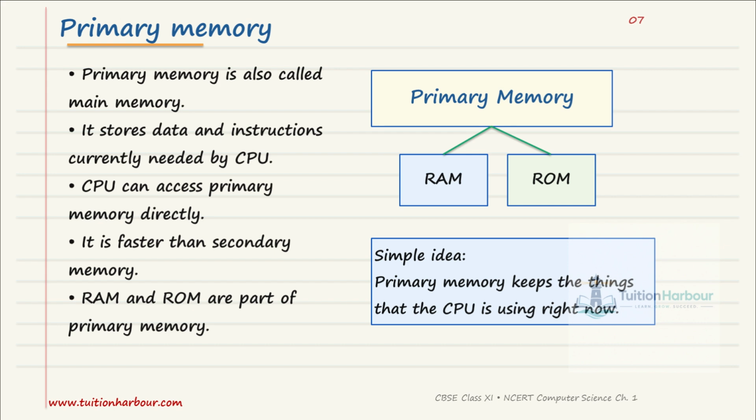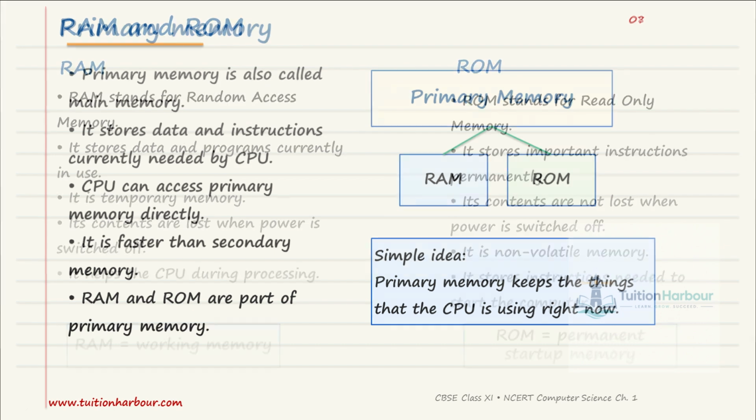Primary memory is also called main memory. It stores the data and instructions currently required by the CPU. The CPU can access it directly. It is faster than secondary memory. RAM and ROM are types of primary memory.